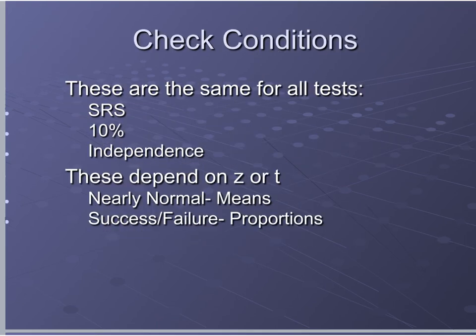What are the conditions? The conditions that are the same for all of the tests are simple random sample, less than 10% of the population, and is there independence? For the matched pairs, you're not looking for independence, but showing that it's definitely not independent. And then these two depend. If it's a mean, you're looking at nearly normal. And if it's proportions, you're looking at success failure. There is absolutely no way of calculating success failure if you have a mean, because you do not have an NP, or you don't have a P to do NP and NQ.